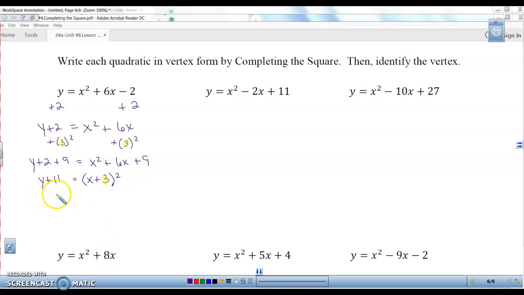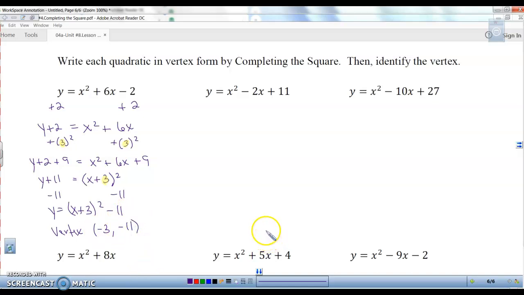Okay, so then just move the 11 back to the other side, and you get y equals x plus 3 quantity squared minus 11. So what's your vertex? All right, remember the x is always the opposite sign, so this is going to be negative 3. The y is going to be the same sign, negative 11. There we go.